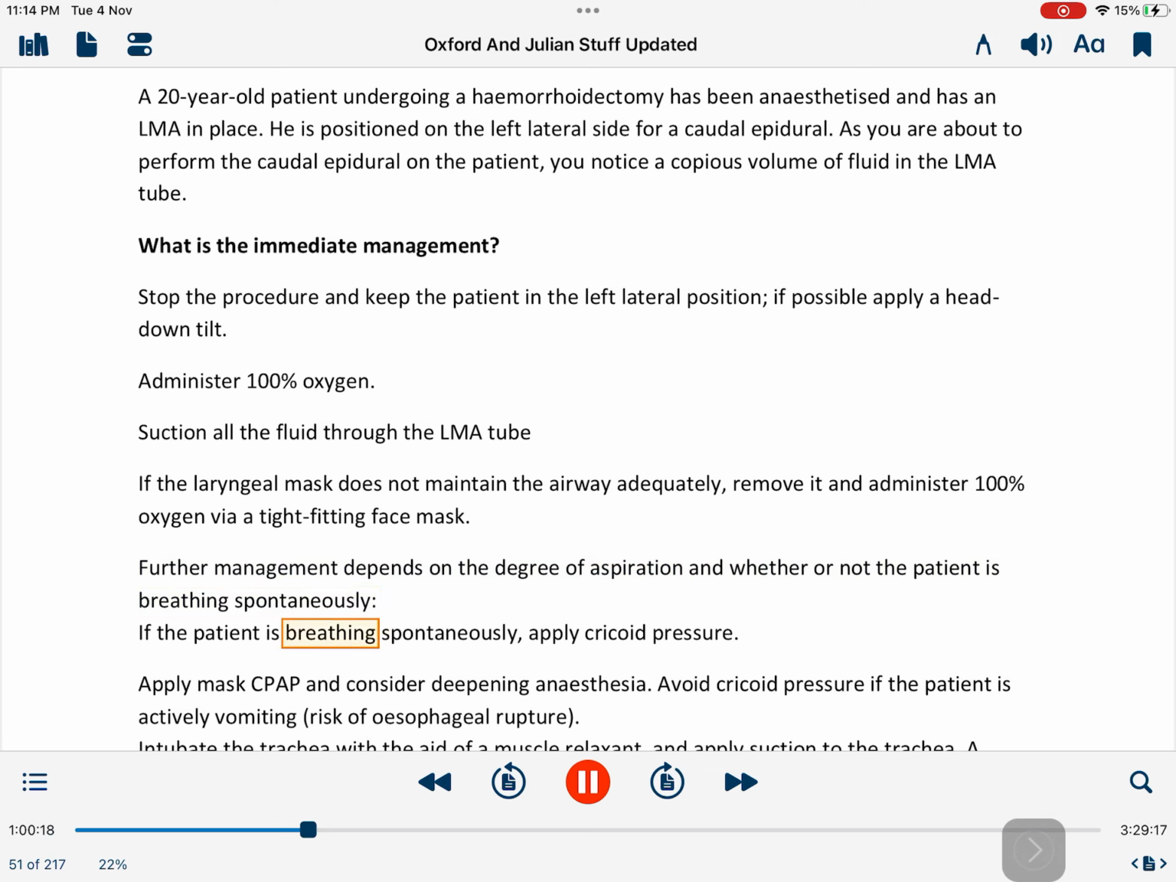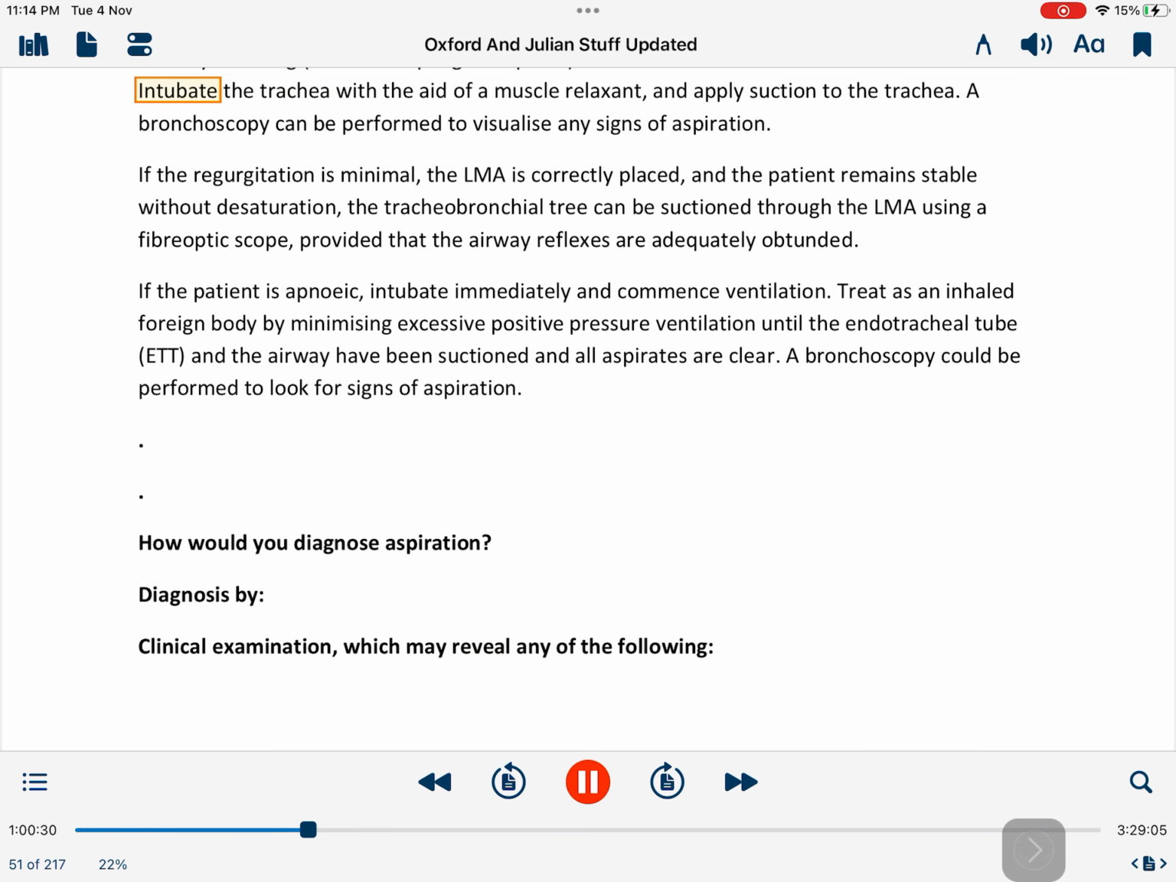If the patient is breathing spontaneously, apply cricoid pressure. Apply mask CPAP and consider deepening anesthesia. Avoid cricoid pressure if the patient is actively vomiting, risk of esophageal rupture. Intubate the trachea with the aid of a muscle relaxant, and apply suction to the trachea. A bronchoscopy can be performed to visualize any signs of aspiration.